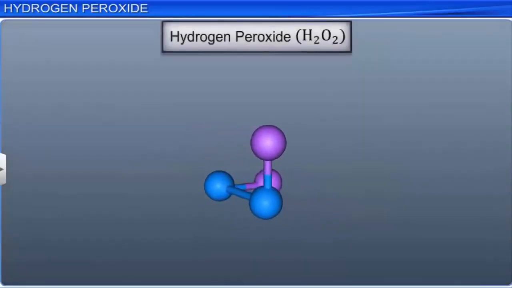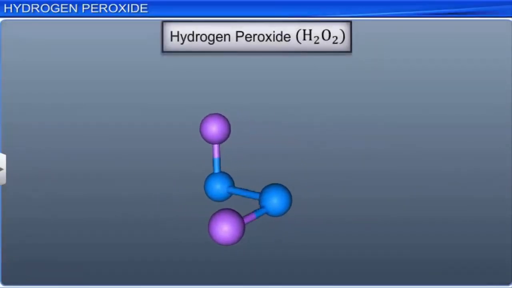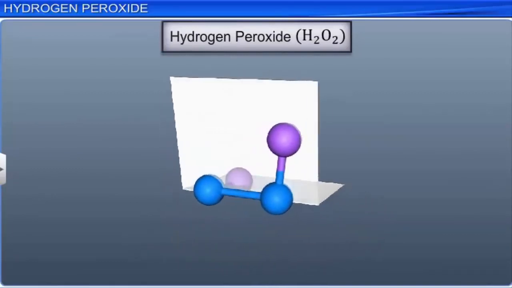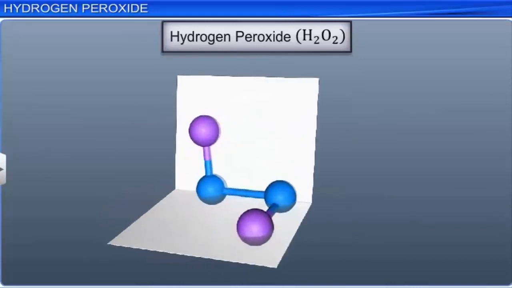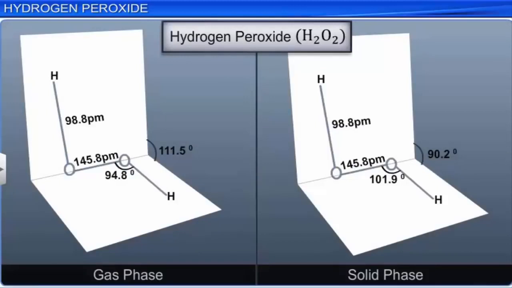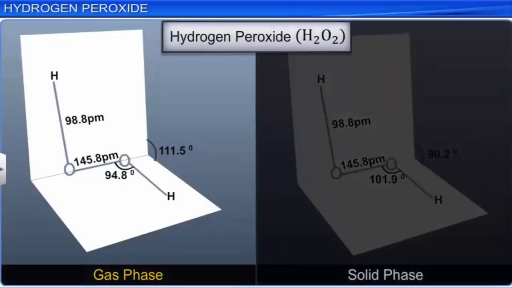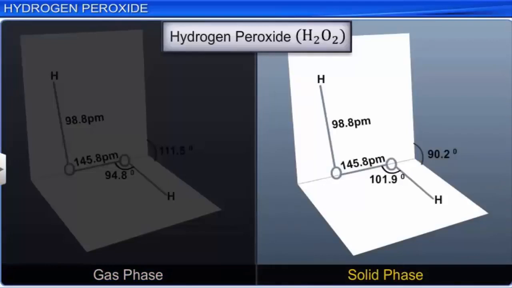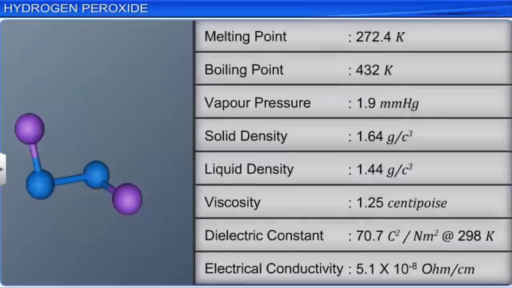Structurally, the hydrogen peroxide molecule is non-planar. It has an open book structure. The presence of lone pairs of electrons on the oxygen atoms and the hydrogen bonding gives the molecule a different structure in gaseous and solid phases. In gaseous state, hydrogen peroxide has a dihedral angle of 111.5 degrees, whereas in solid state, at a temperature of 110 Kelvin, it has a dihedral angle of 90.2 degrees. This affects its physical properties.